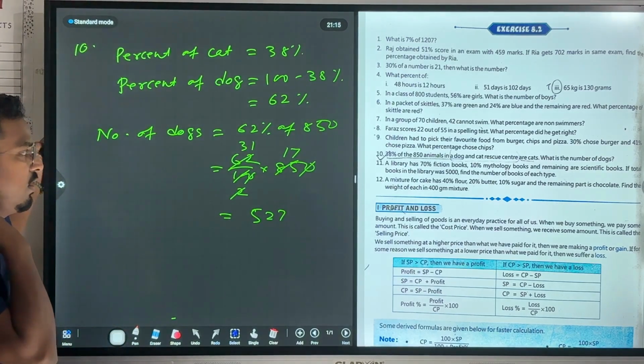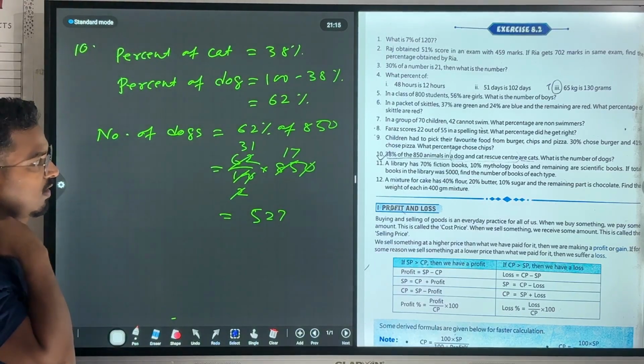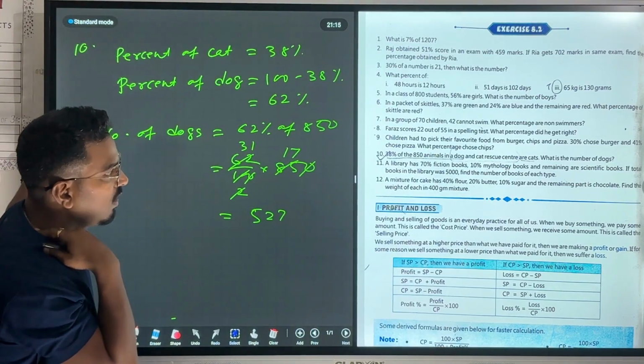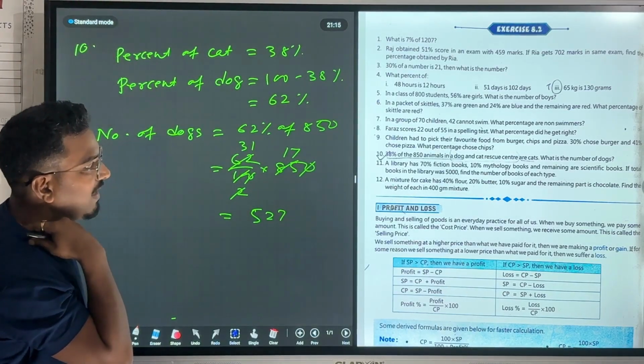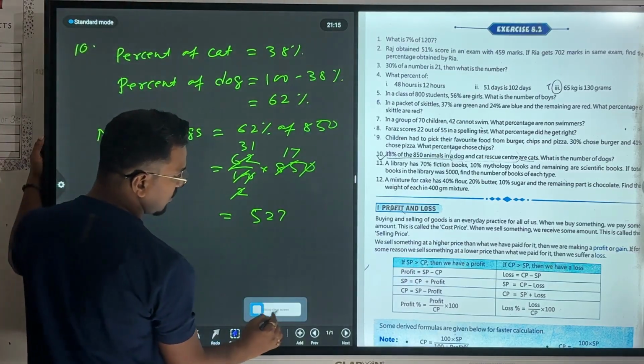Clear? Next, a library has 70% fiction book, 10% mythology book and remaining are scientific book. If total books in the library are 500, find the number of books of each type. Each type, you have to find the number of each type.